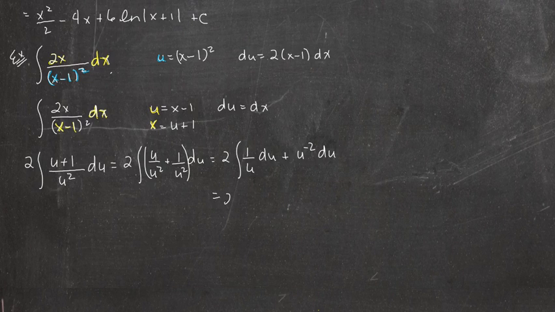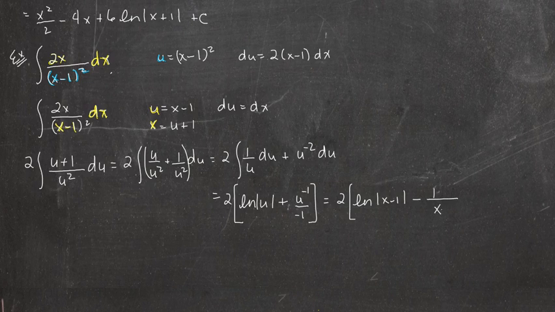And now I can integrate away. So I have 2. 1 over u is the natural log of absolute value of u, plus u to the minus 2 is u to the minus 1 over minus 1. And so that's just 2 times the natural log, well, u is x minus 1, and u to the minus 1 over minus 1 just means to take away 1 over x minus 1, plus c. And I could clean it up by distributing the 2 in, but I don't necessarily think that's any neater.